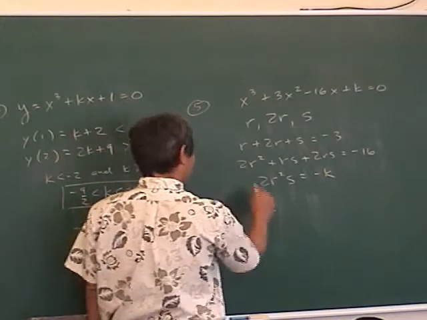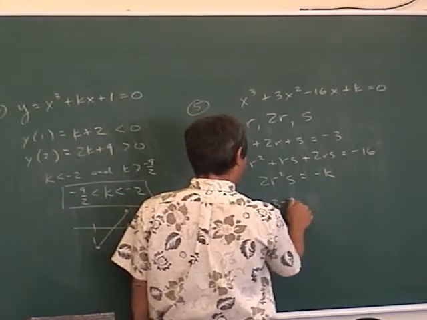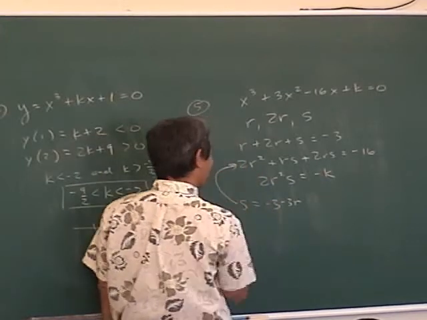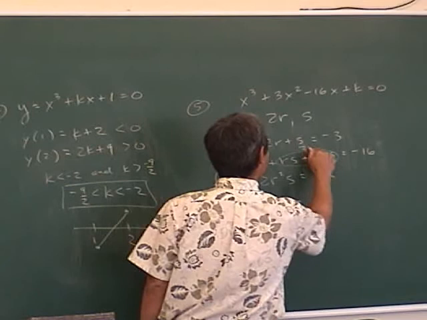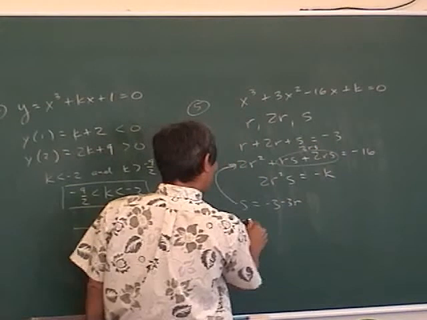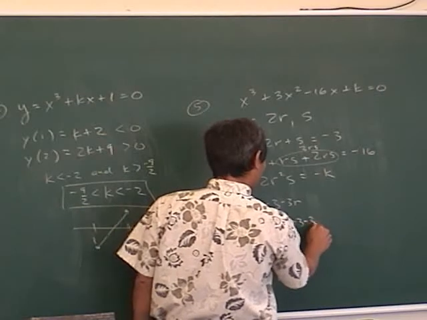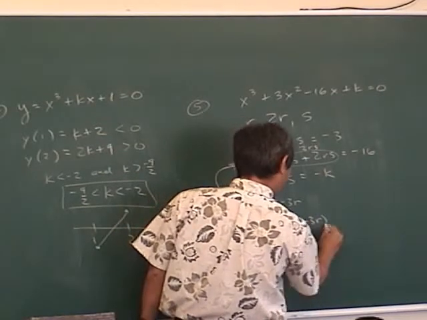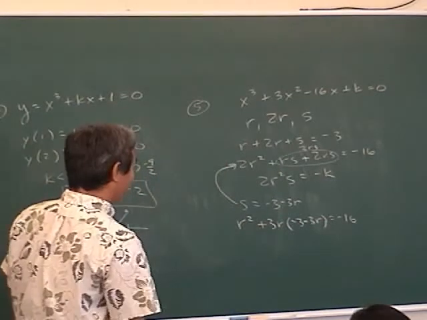I would solve for s. So I would go s equals negative 3 minus 3r. Then I would take this and plug it into this equation, but then simplify it, because look, you can combine these. This is 3rs. So r squared plus 3rs, but s is negative 3 minus 3r, equals negative 16. And look, there's only one variable there.